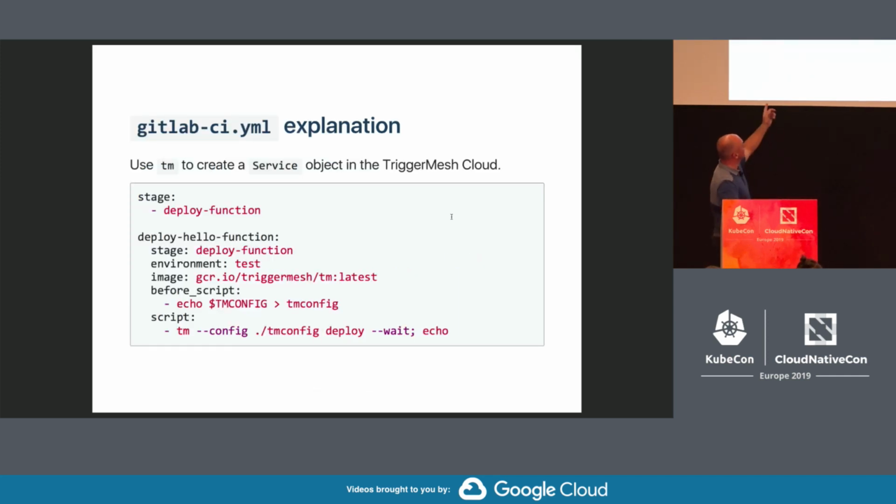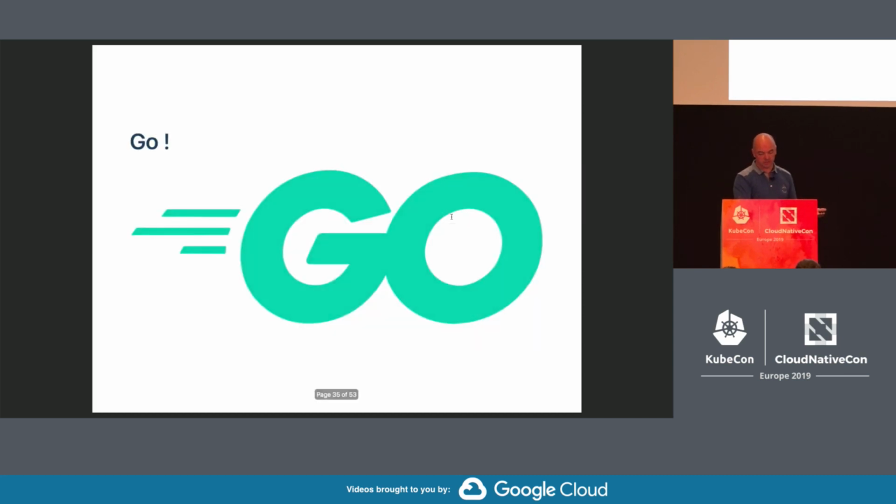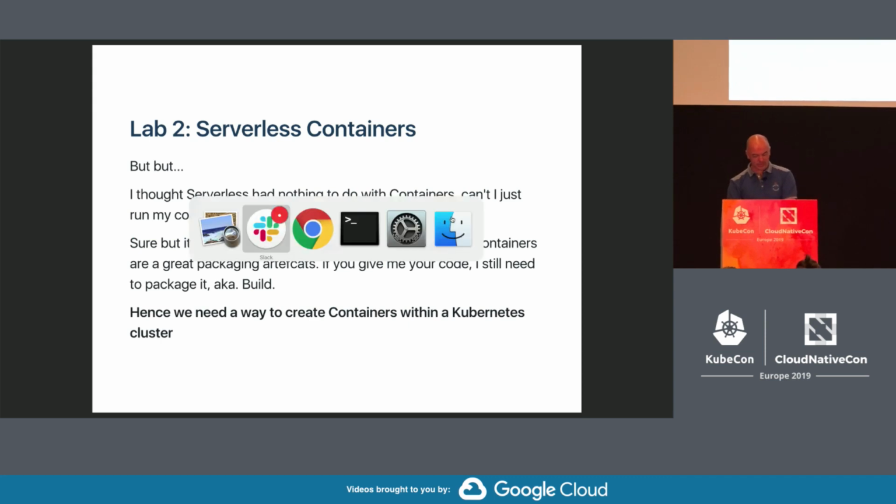And again, in the GitLab CI, when you do this TM deploy, it creates nothing else than just this Knative service object and posts it on the endpoint. That service object is generated from the serverless.yaml manifest, which is more familiar to people who do lambdas. All right. So we did Go. It didn't work too well.